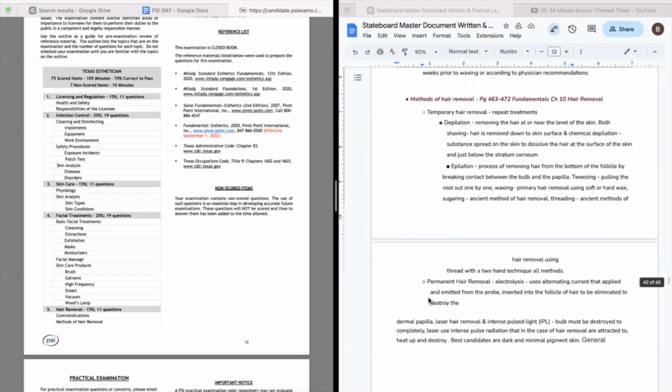And then when it comes to the methods, the only methods that you have to worry about are depilation, epilation, and permanent hair removal, which subsections into electrolysis and laser hair removal, IPL. That's more of the semi-permanent to permanent hair removal methods.